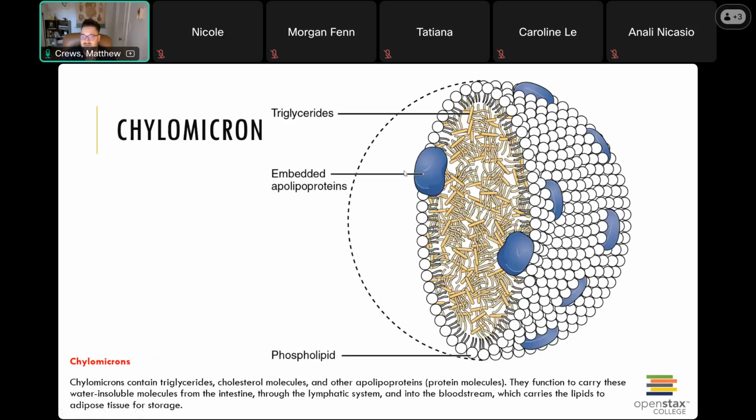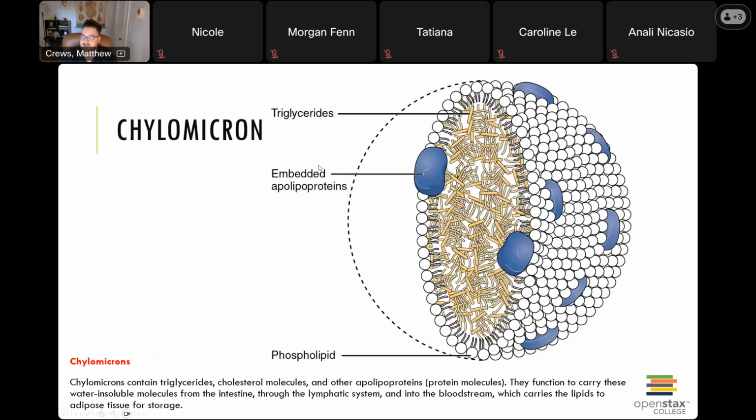And the chyme that comes out of your stomach is going to be kind of a sludge of all of that stuff. Okay. So not everything is going to be fat soluble, not everything is going to be water soluble. So how does your body deal with that? It creates something called a chylomicron.